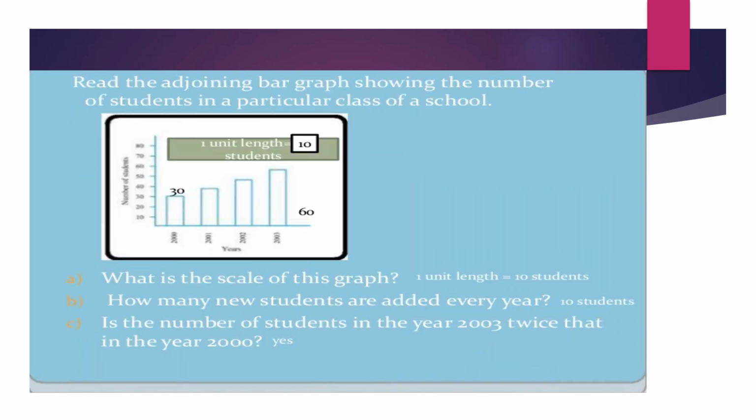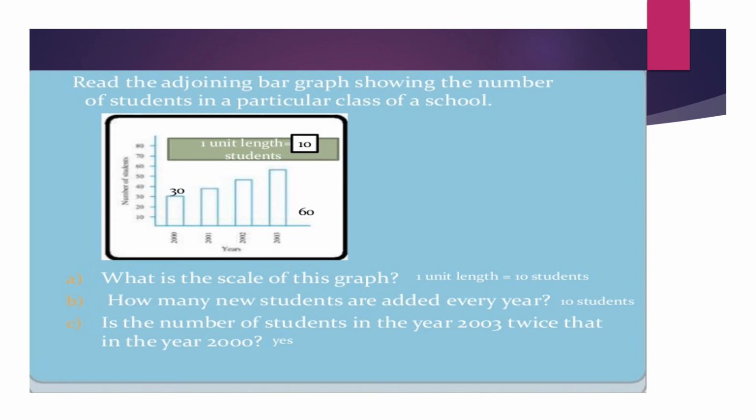Read the adjoining bar graph showing the number of students in a particular class of a school. On the x-axis what is mentioned is years, on the y-axis the number of students, and the scale is 1 unit equal to 10 students. Now let us see what the scale of this graph is. The scale of the graph is 1 unit equal to 10 students. Always write the complete scale.